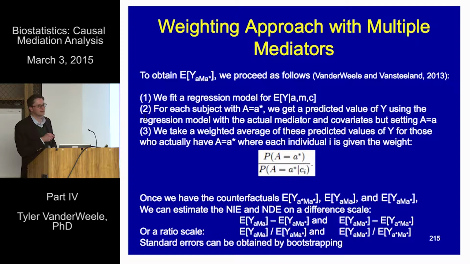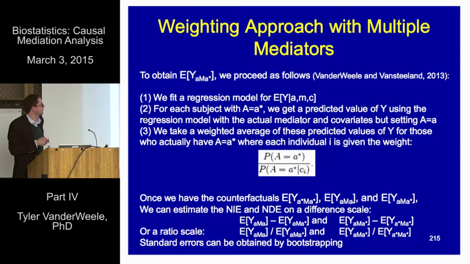The tricky one is, what's the expected outcome if we were to give the exposure but set the mediator to what it would have been in the absence of the exposure. To get that, we can proceed as follows. We fit a regression model for the outcome on the exposure, mediator, and covariates, and we can make this as complicated as we want. We can add exposure-mediator interactions, mediator-mediator interactions, mediator-covariate interactions, and so on and so forth. Specify whatever model we want.